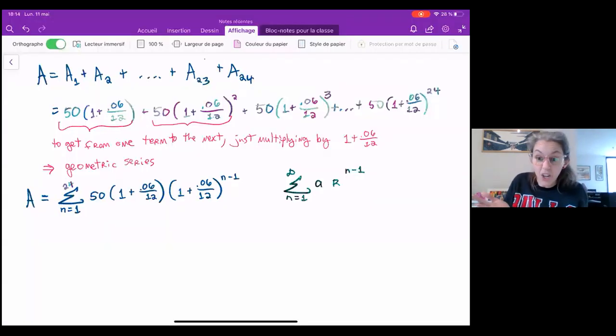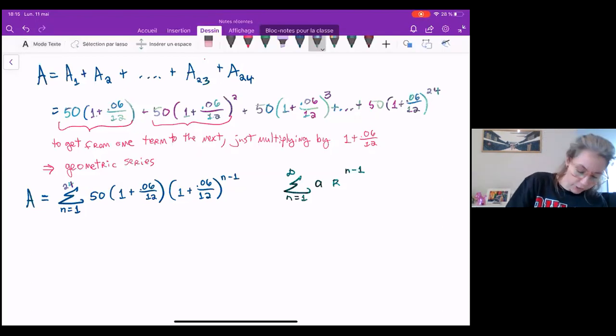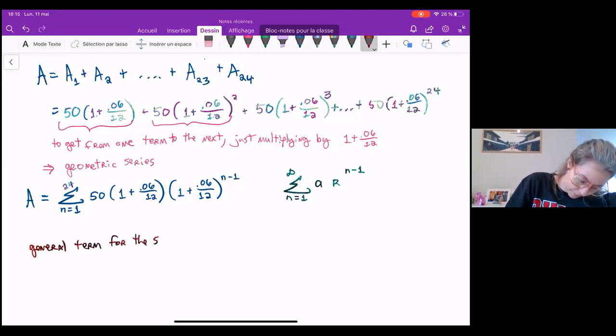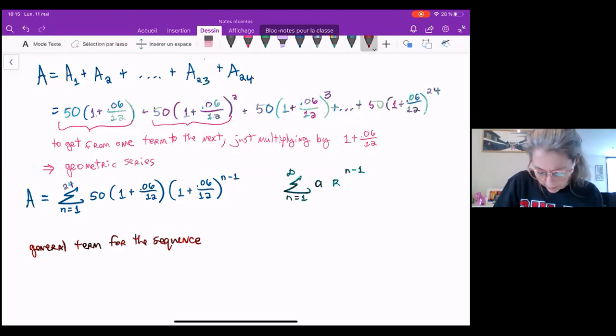Okay, so it's all fine and good that we have recognized this as a geometric series, but how is that helpful for us? It's helpful for us because we know the general term for the sequence of partial sums of a geometric series.